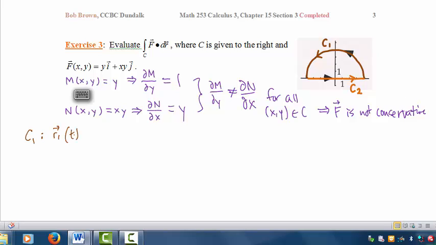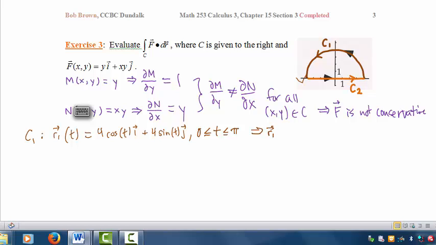For C1, this is a half circle of radius 4 centered at the origin, oriented in the positive direction. From basic trigonometry, this is an angle opening in the positive direction. While we are here, let's compute r1 prime. Let's look at C2, this line segment. We could take some time to parameterize this, and in my notes I explain how to do this, such that the domain of the parameterization for C2 does not overlap the domain for the parameterization of C1.